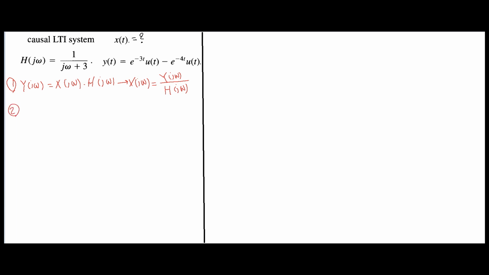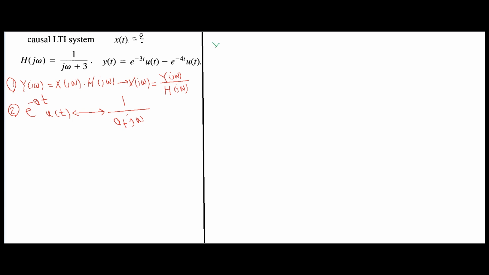The second point is that the Fourier transform of e^(-at)u(t) is equal to 1 divided by (a + jω). Now, by knowing these points, let's solve the problem.